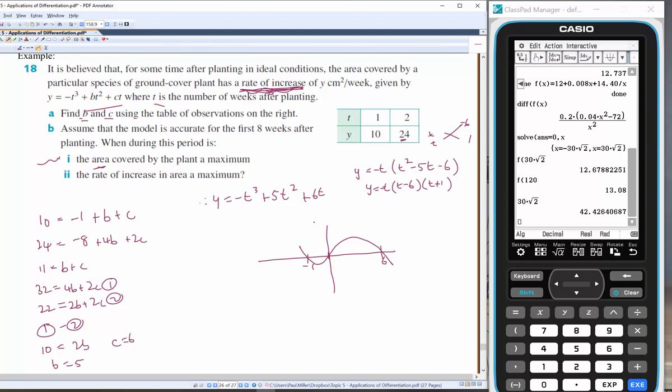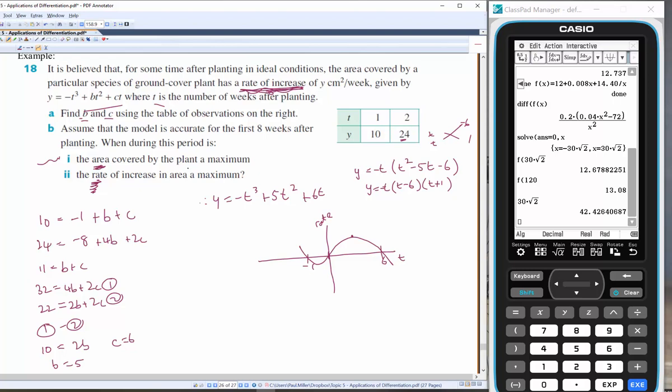Okay, so this is going to be the rate versus time. Now where do we go with this one? When is the area covered by the plant a maximum? Well, this looks like it's the maximum here, but actually this is when the rate of increase in area is at a maximum. So if you chose that point there, what you'd actually be answering is this question here.